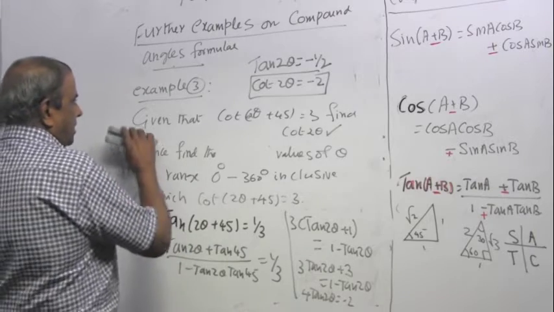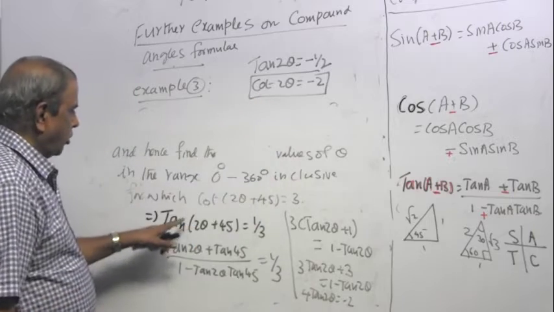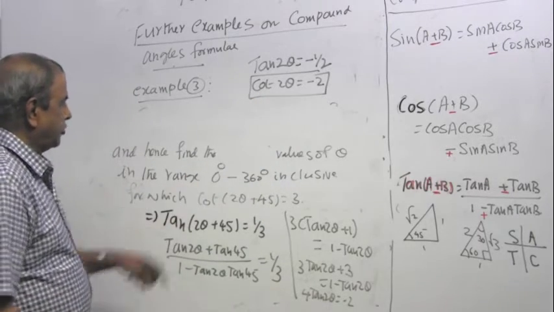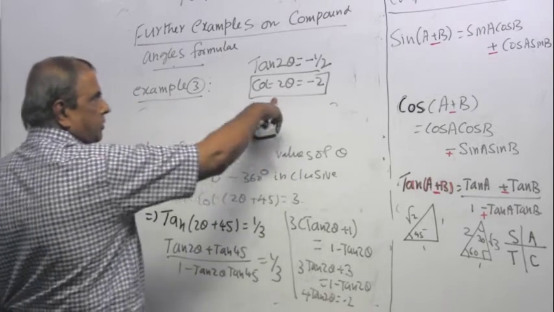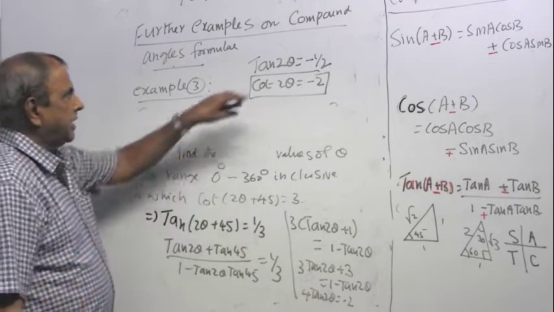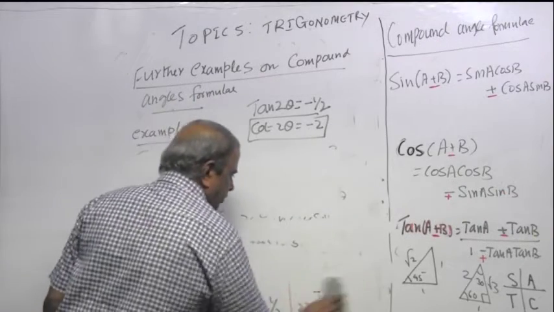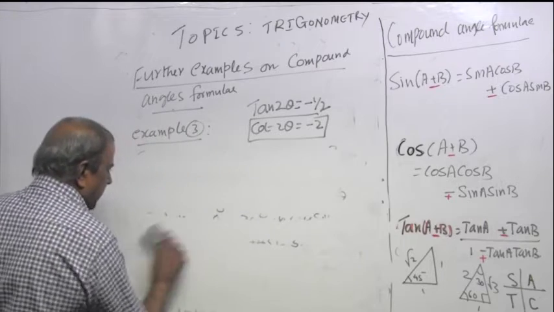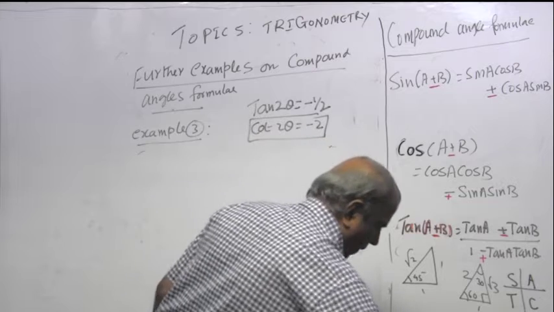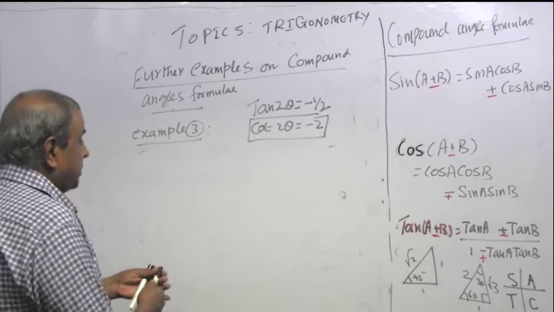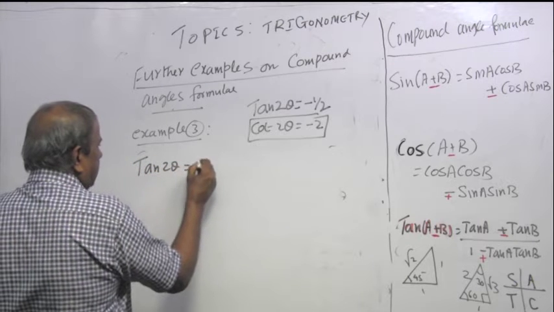But I arrived at this based on cot of 2 theta plus 45 being 3, and I need to solve it. So instead of solving this, I can solve cot 2 theta equals minus 2. Instead of solving cot 2 theta equals minus 2, I can solve tan 2 theta equals minus half. So I need to solve that equation, which we did a couple of lessons ago. Let me go over the information as we do it: tan 2 theta equals minus half.